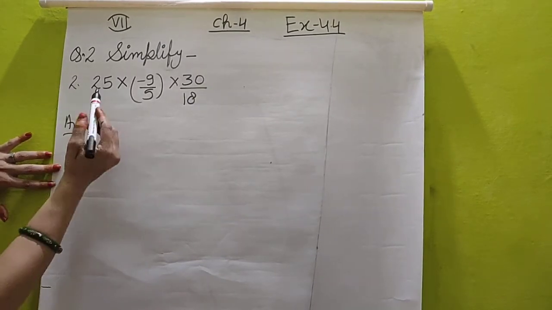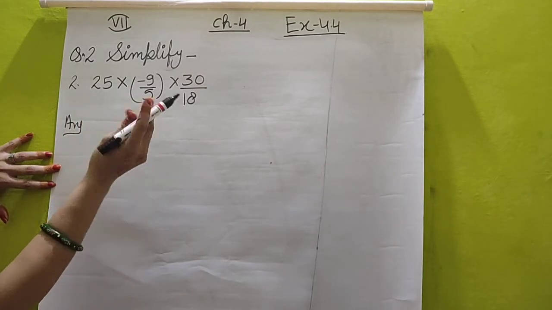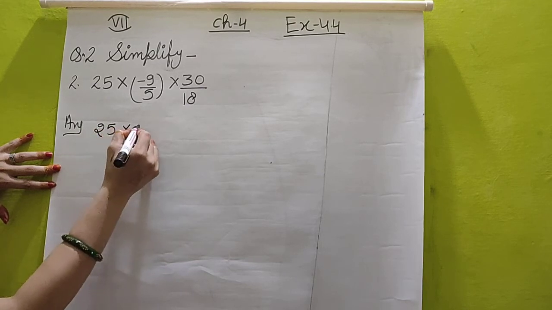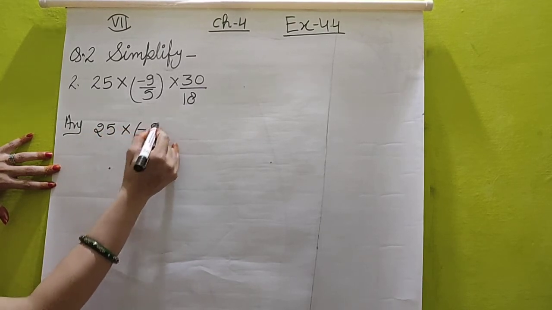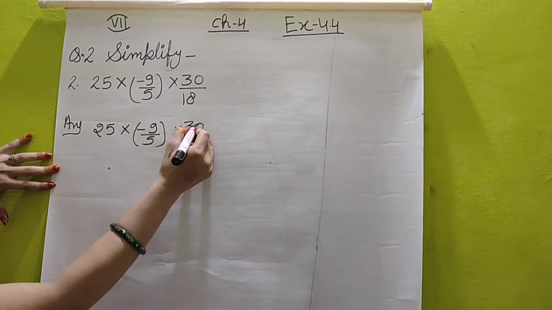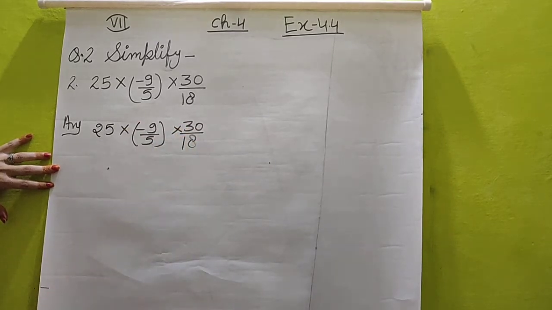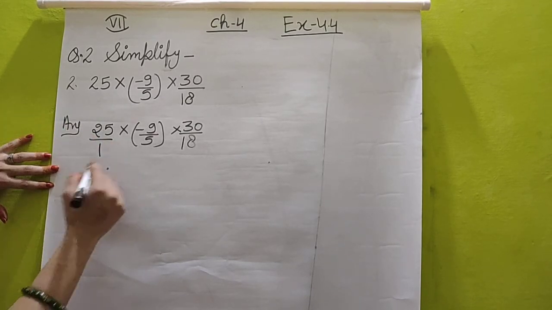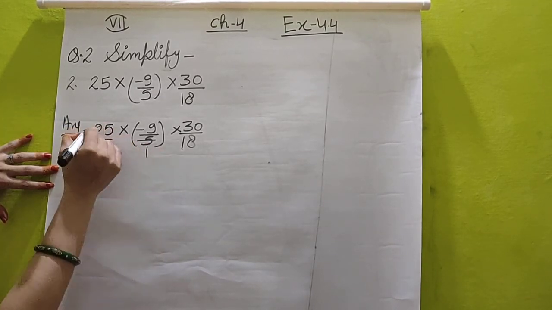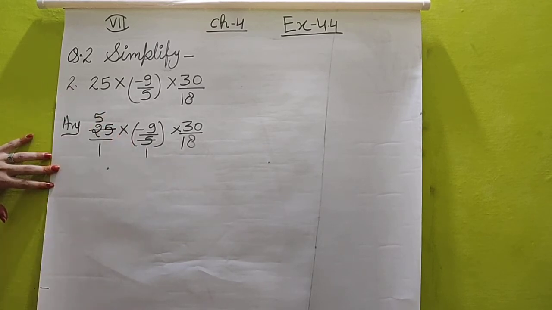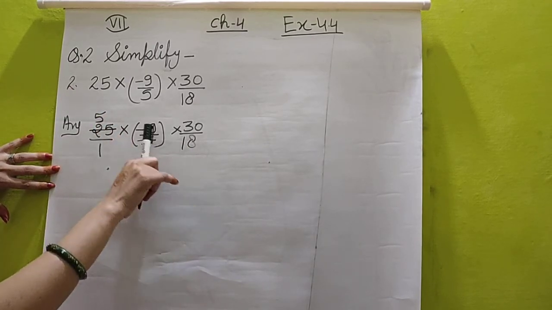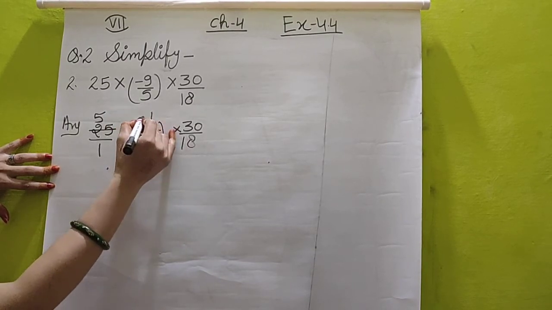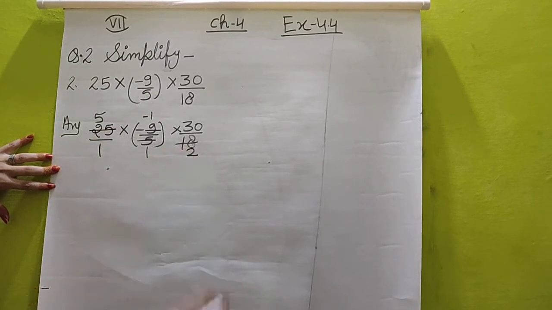Students, now part second, 25 multiply minus 9 upon 5 multiply 30 upon 18. Here 25, then again you will write minus 9 upon 5, then 30 upon 18. Students, here again we will use the cutting method. 25 upon 1 we can write. So here, 5 ones are 5, 5 fives are 25. 30 upon 18, 9 can cut 18. So 9 ones are 9, minus will be same, 9 twos are 18.